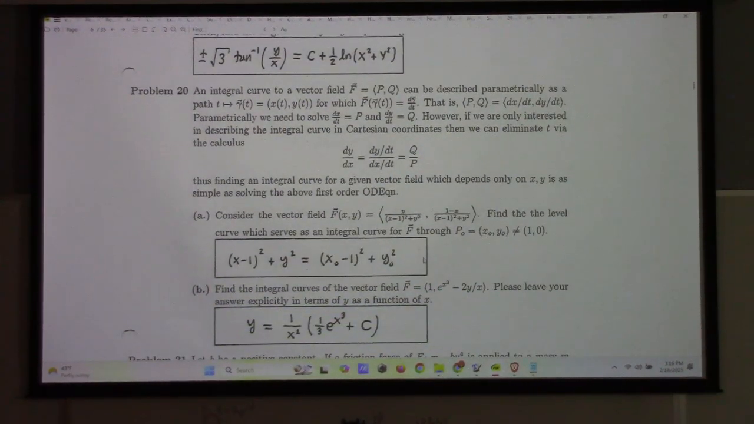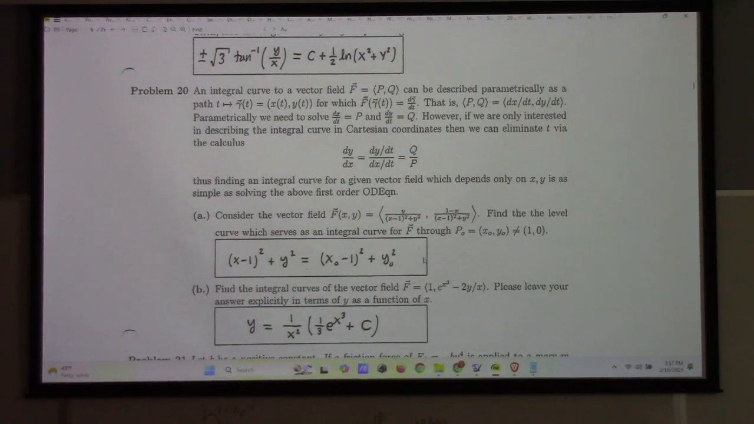Finding the integral curve to a vector field very possibly could be on the test. Very much where I like the course to be. I think these problems are interesting. I would like you to know how to find the integral curve to a vector field. But at the moment, I would only ask you to find the Cartesian form of the integral curve, because we don't know how to solve dx/dt equals P and dy/dt equals Q just yet. That comes a little bit later, okay?